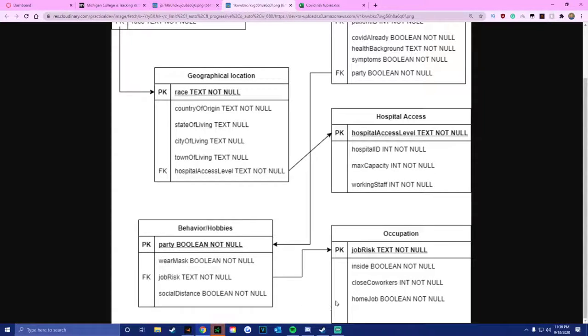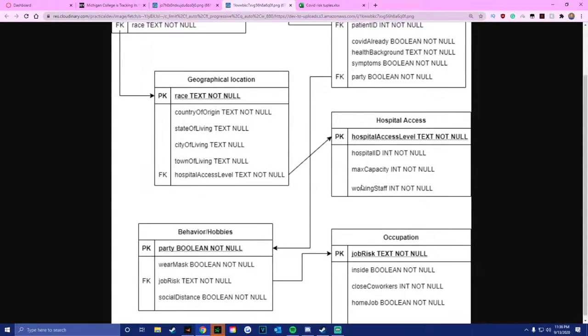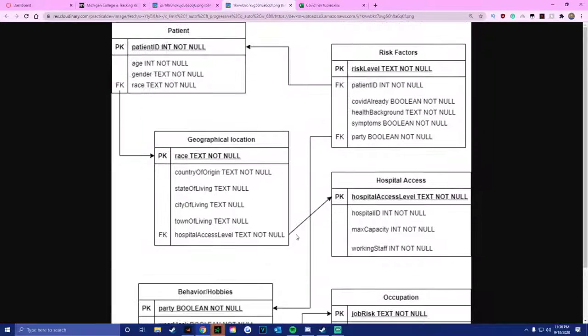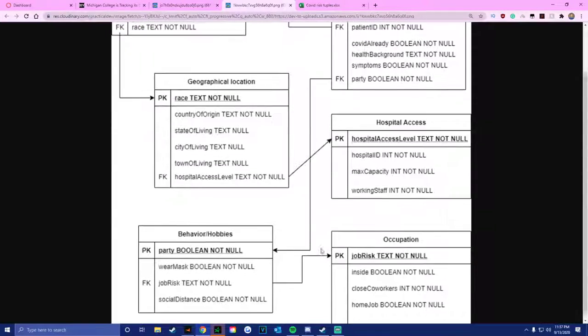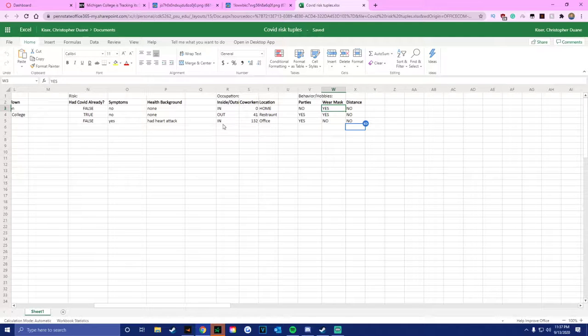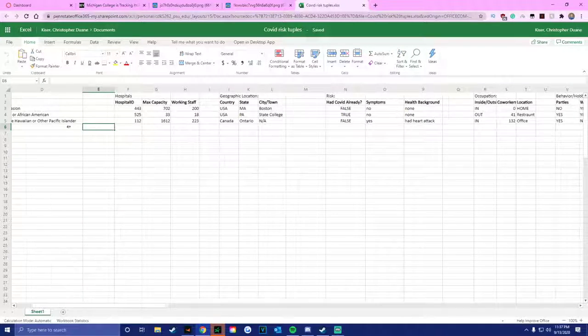Then down here I have the behavior and hobbies, which connects from the risk factors. I have these intertwining with each other, compared to last time when I had them as a flowy, flow chart type. There's the wear mask, which is Boolean, and then we have job risk, which goes up to the foreign key here, but it's the primary key of the occupation, and that will just determine the rest of the ER diagram.